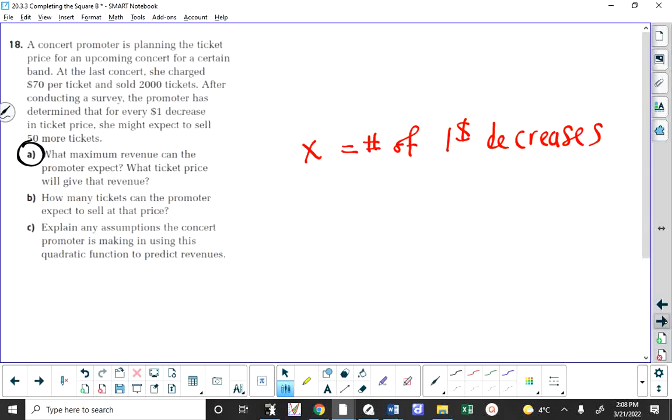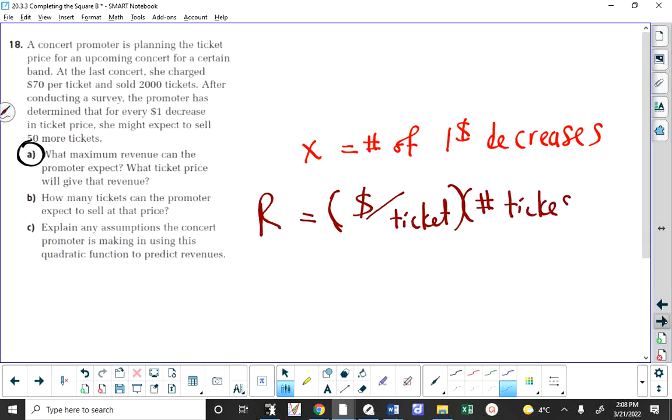So we have to start by coming up with a formula for revenue. Revenue is the price per ticket multiplied by the number of tickets. This is how we determine how much money comes in. The word revenue means money coming in. It's not profit. It's just revenue. It's the incoming money. So what are they going to charge per ticket?